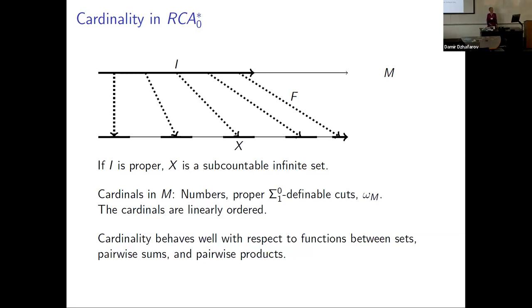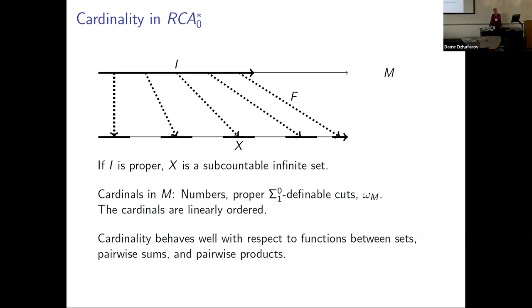So because every set has a function that enumerates it, every set has a cardinality, and cardinalities are unique and they behave well. In other words, the sets have the same cardinality if and only if there's a bijection between them. Set X has cardinality less than or equal to set Y if and only if there's an injection from X into Y. You can take pairwise sums and pairwise products of cardinals.